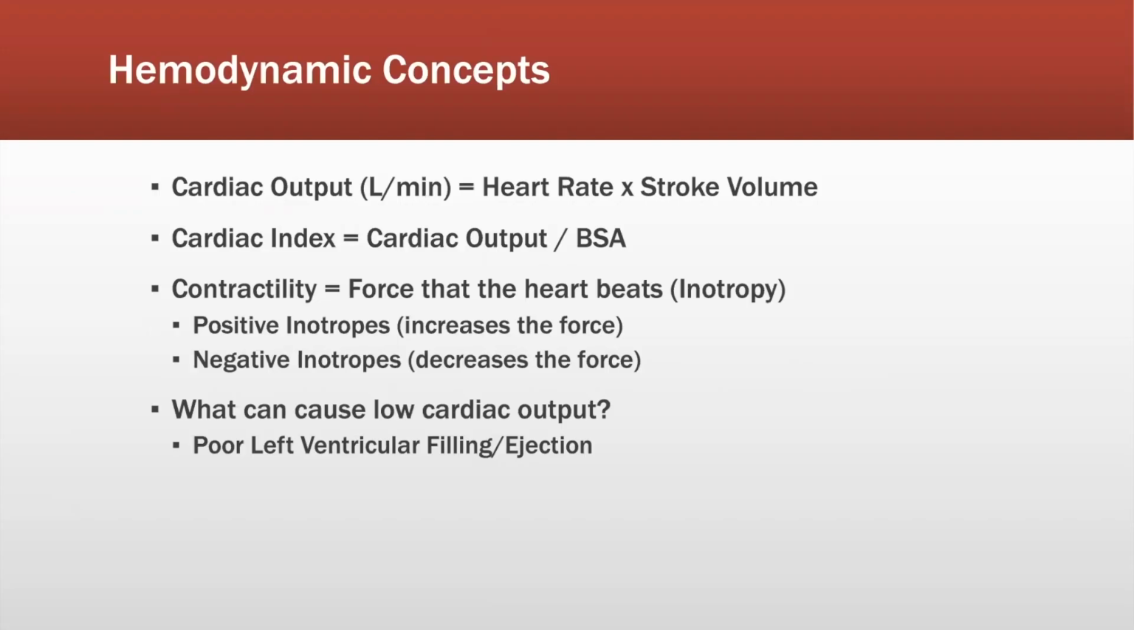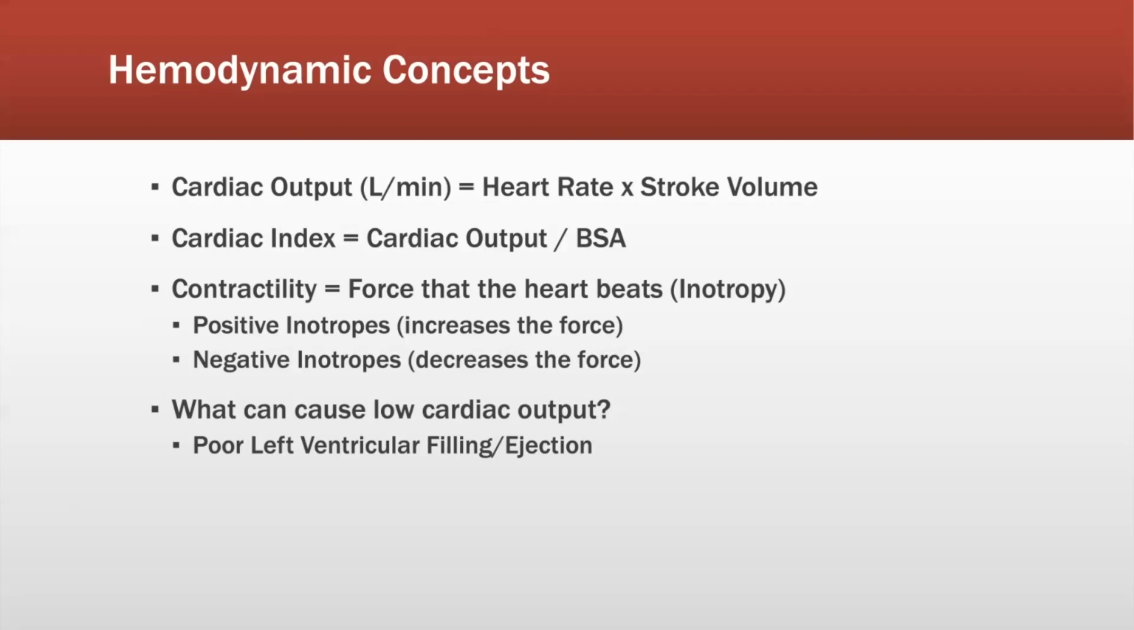So cardiac output is liters per minute, and this is heart rate times your stroke volume. Then going on further, your cardiac index equals the cardiac output over your body surface area. Your contractility is the force that the heart beats, so that's inotropy. So we will learn about positive inotropes and negative inotropes. Either one will increase or decrease the force with which the heart can beat. So what can cause low cardiac output? That's poor left ventricular filling or ejection.